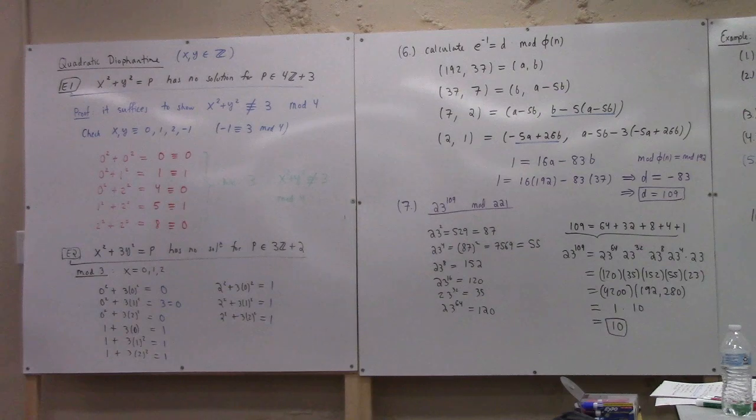You can feed numbers all day long into x squared plus 3y squared. You're never going to get back something of the form a multiple of 3 plus 2. So this is yet another application of modular arithmetic as it applies to solving what's called a Diophantine equation.